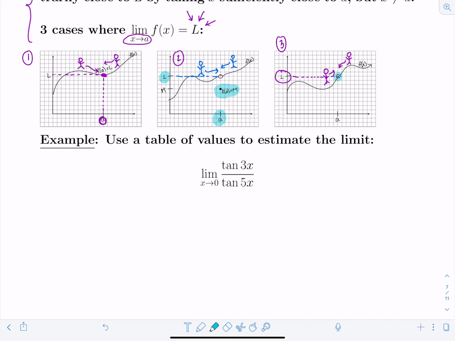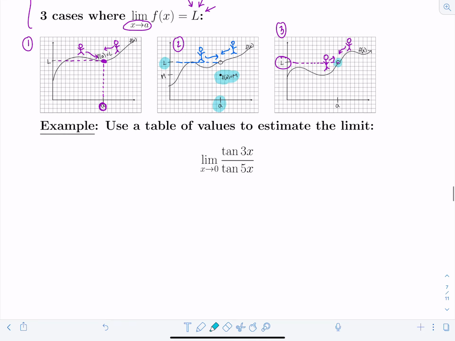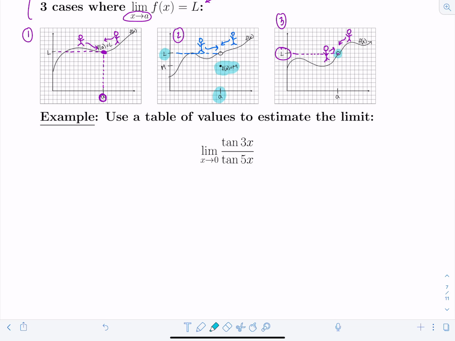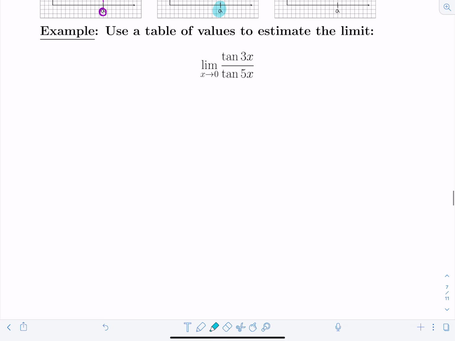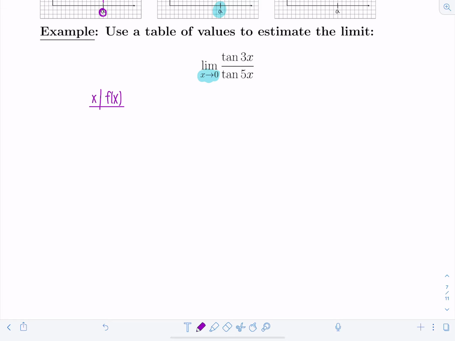At this point, we're going to look at tending towards those x values from either side, from the left and from the right. So let's look at another example where we're going to observe or estimate a limit. We're going to use a table of values to estimate the following limit. It's the limit as x approaches 0 of tangent of 3x over tangent of 5x. Whenever you're going to use a table to estimate a limit, you want to plug in some values that are smaller and some that are larger than the value of a. In this case, this is a, and this here is my f of x. So f of x is tangent of 3x over tangent of 5x.